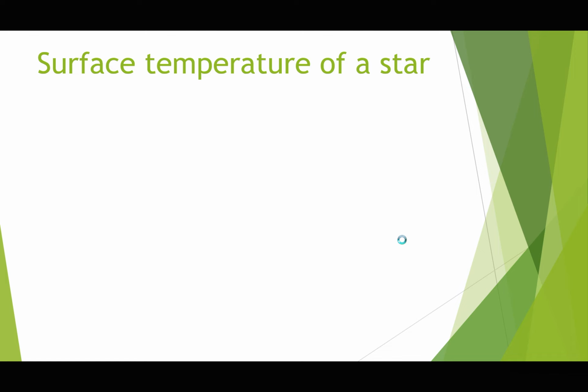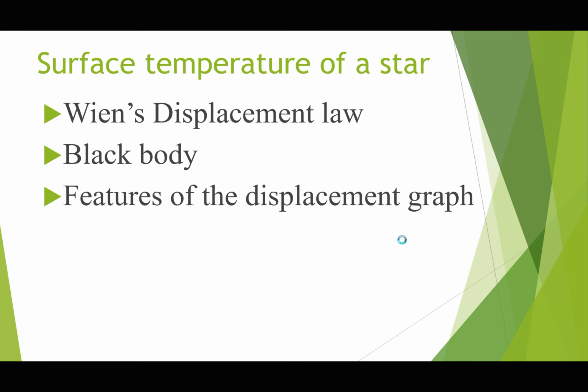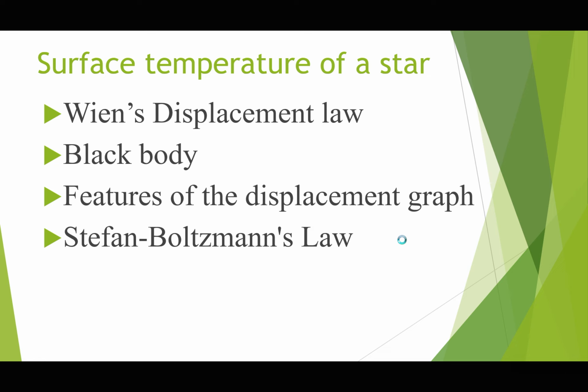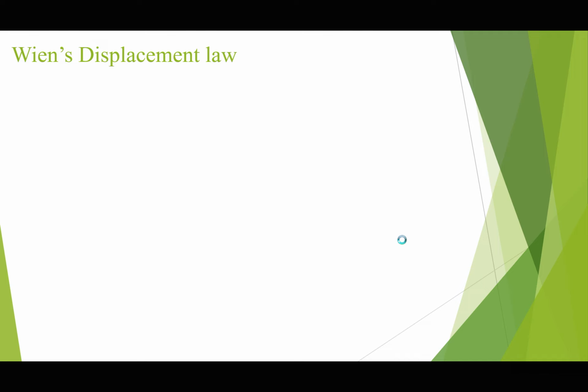Under this part, we are going to explore 4 important areas. We shall discuss Wien's displacement law. We shall talk about the black body or black body radiation. We shall talk about the features of a displacement graph under Wien's displacement law, and we shall also talk about Stefan-Boltzmann's law. When these 4 areas are covered, I think lesson number 2 will be done. So to begin with, let's start with Wien's displacement law.